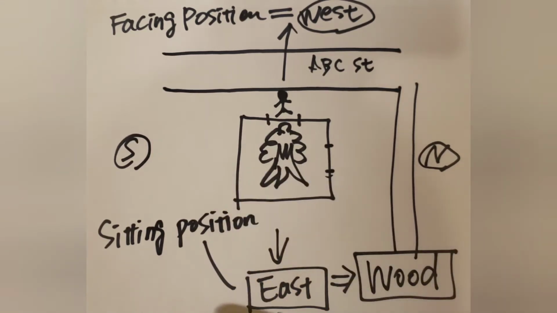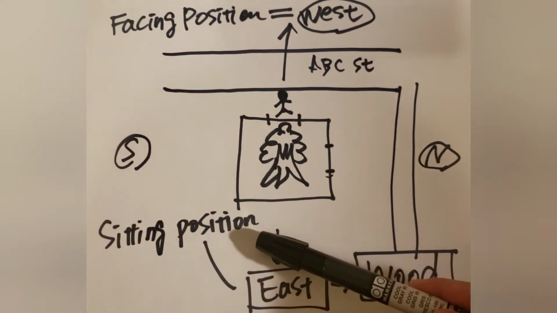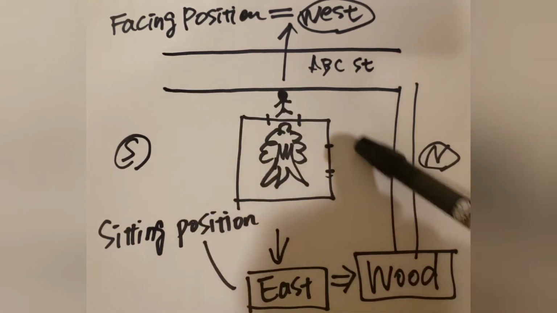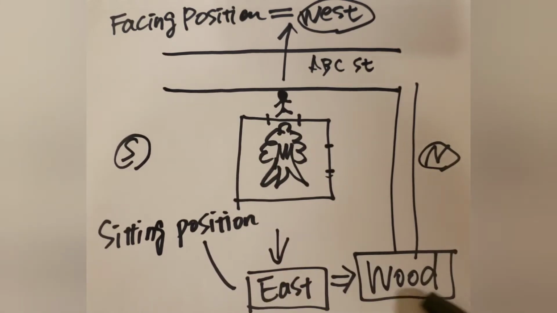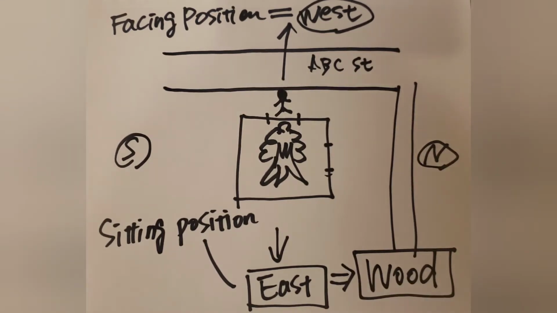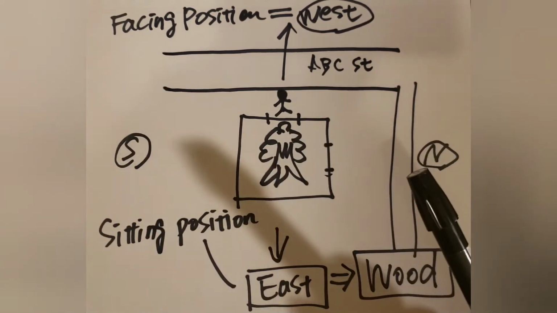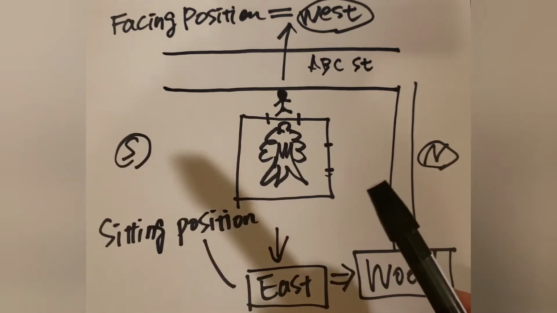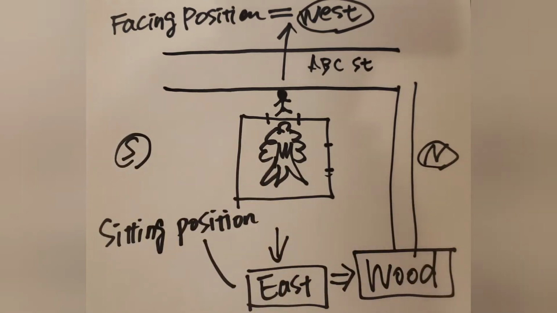How we decide the personality of the building or house is based on the direction of the sitting position. In my case, my apartment building has wood personality because the sitting position is east. East is wood element. That's how I judge the personality of each building and house. And then I also check each resident's personality, like a five-element personality. For example, I am a fire element person and my husband is a wood element person.